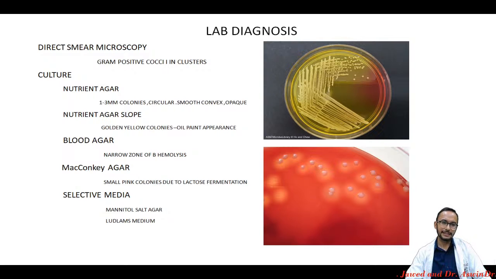And there are certain selective medias like mannitol salt agar and Ludlam's medium. This is basically the mannitol salt agar, which is a selective media for Staph aureus, where the Staph aureus will appear yellow in color, and the Staph other than Staph aureus, like CONS, coagulase negative Staphylococcus, will appear pink or take the color of the media.